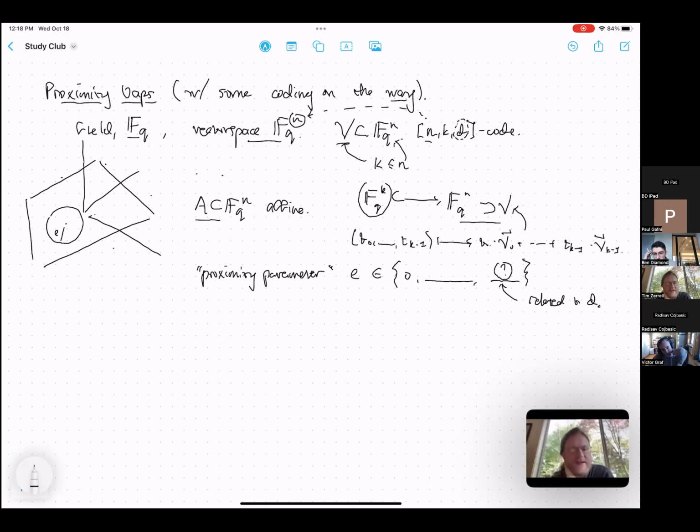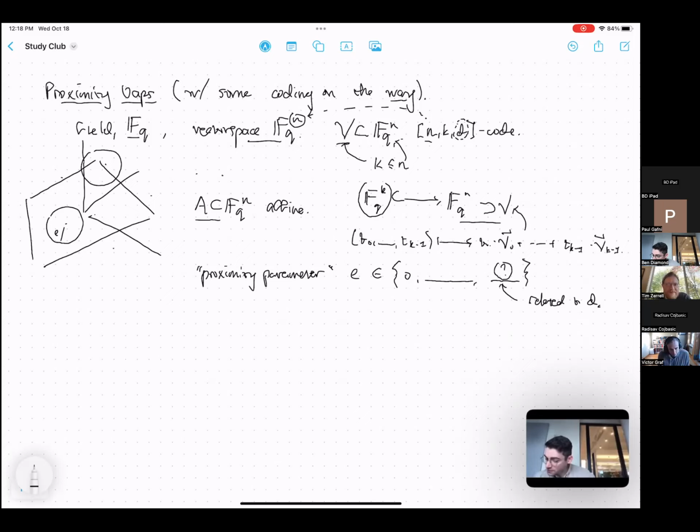Can I interrupt and ask a question I realize I now have? What's the distance metric here? Is this Euclidean? Yeah, excellent question. Great question. It's Hamming distance. Every picture I'm drawing is exploiting your intuition for Euclidean distance, but that's actually not really what's going on. The distance is Hamming distance.